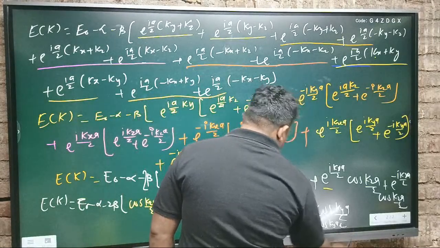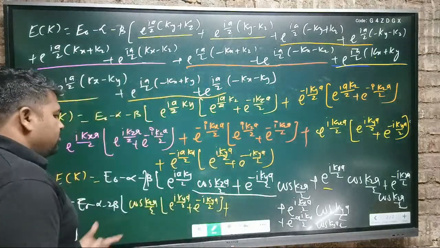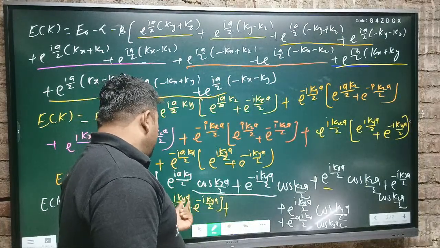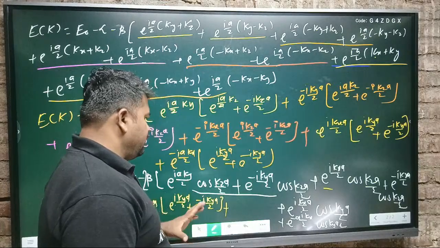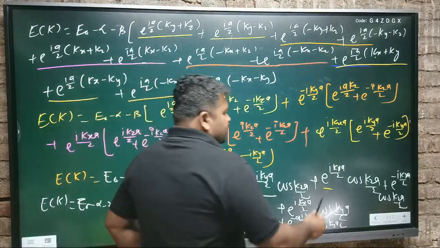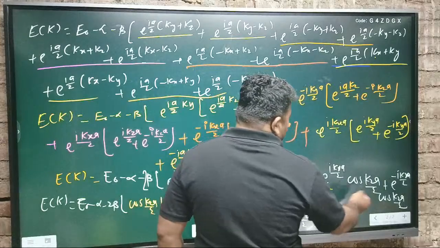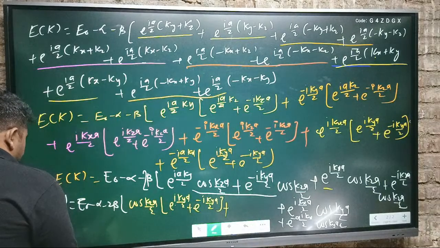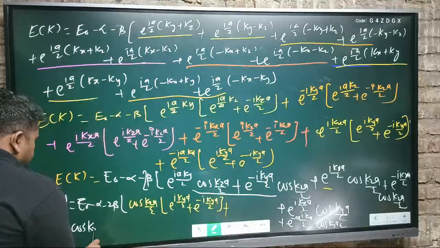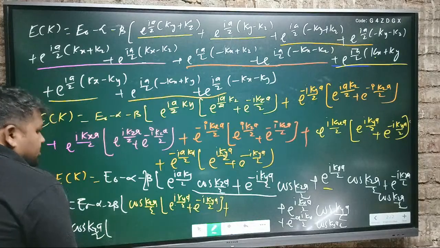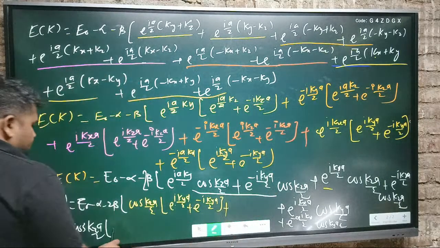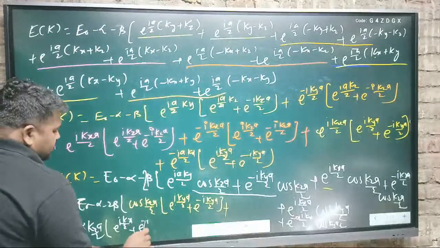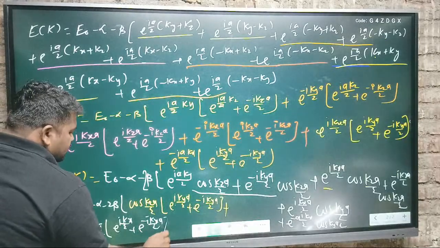Simple. Now what will come out from this? Cos kz we get common, into e to the power I ky upon 2 plus e to the power minus I ky upon 2. Got it? First part over. Second, what is common from this case? E to the power I k cos kz upon 2 is common. Plus second term cos kz a upon 2, and what is the inside? E to the power I kx upon 2 plus e to the power minus I kx upon 2 plus third term.